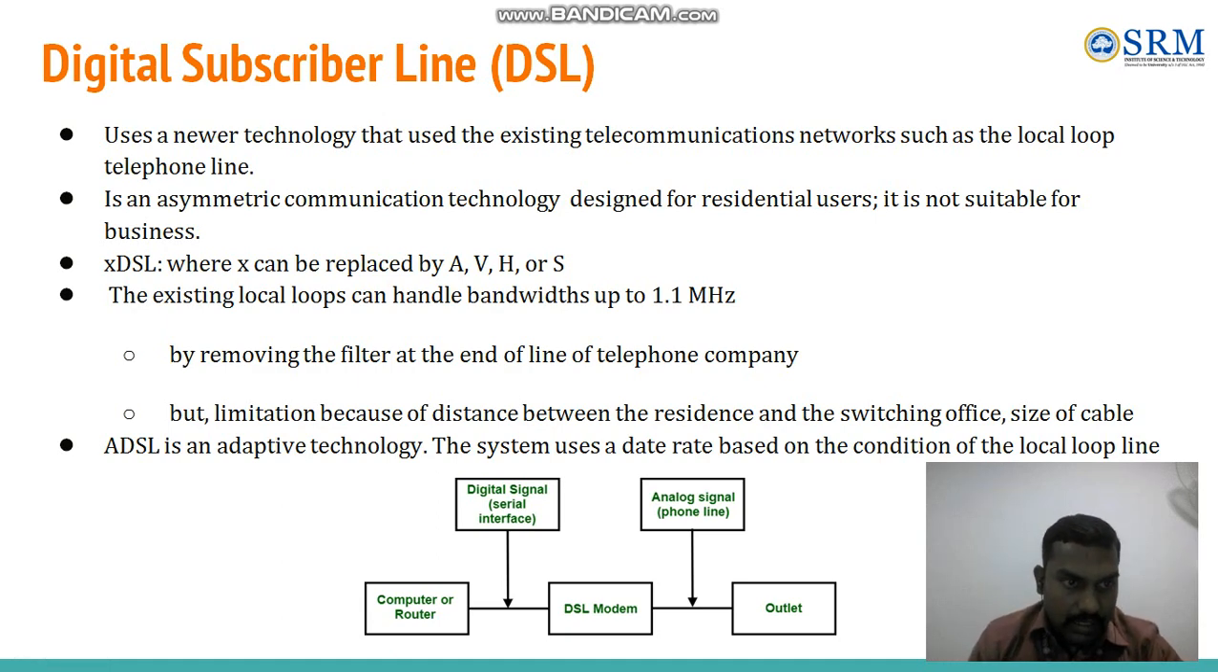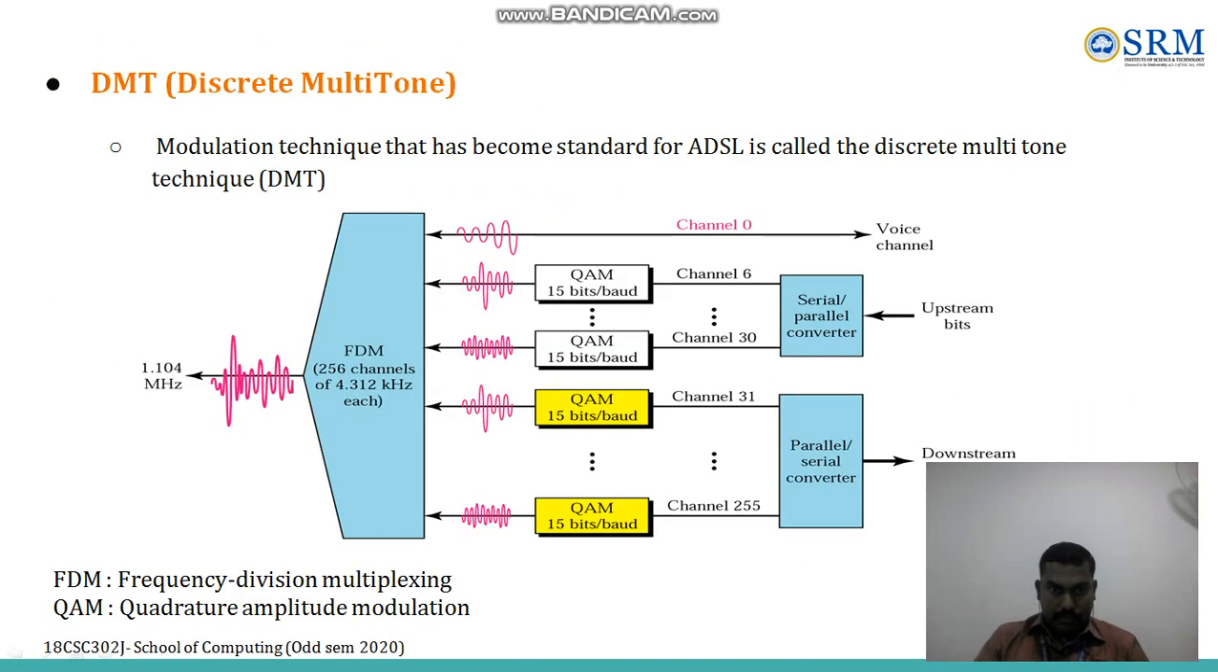And next, there are different types of digital subscriber line, that is xDSL. The x can be replaced by A, V, H and S. Based on the type, the upstream and downstream speed will differ, and the benefits also differ. The existing local loop can handle bandwidth up to 1.1 megahertz by removing the filter at the end of the line at the telephone company. There is a limitation of distance here. The distance is 5.5 kilometers. So this is a drawback of DSL. Otherwise, it is good for voice communications and residential user data communications.